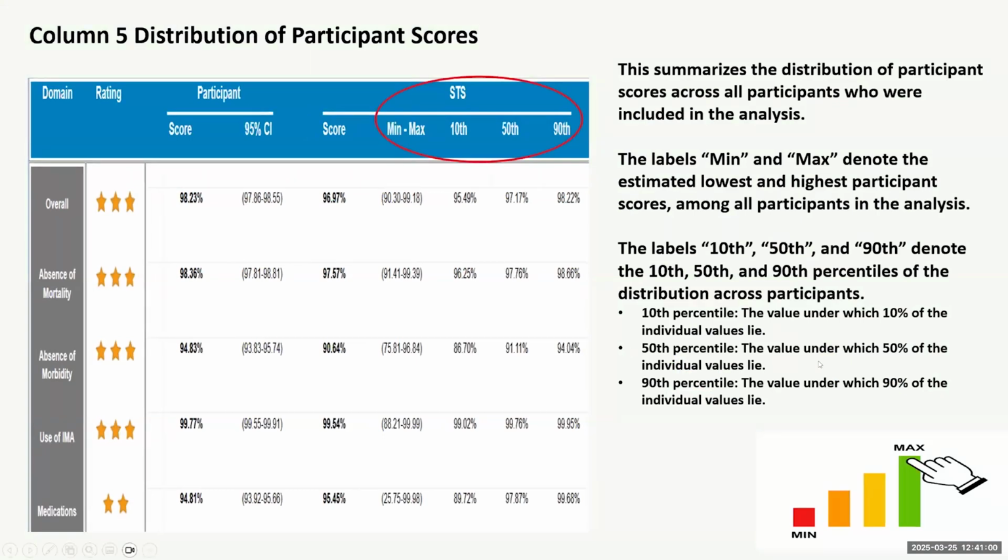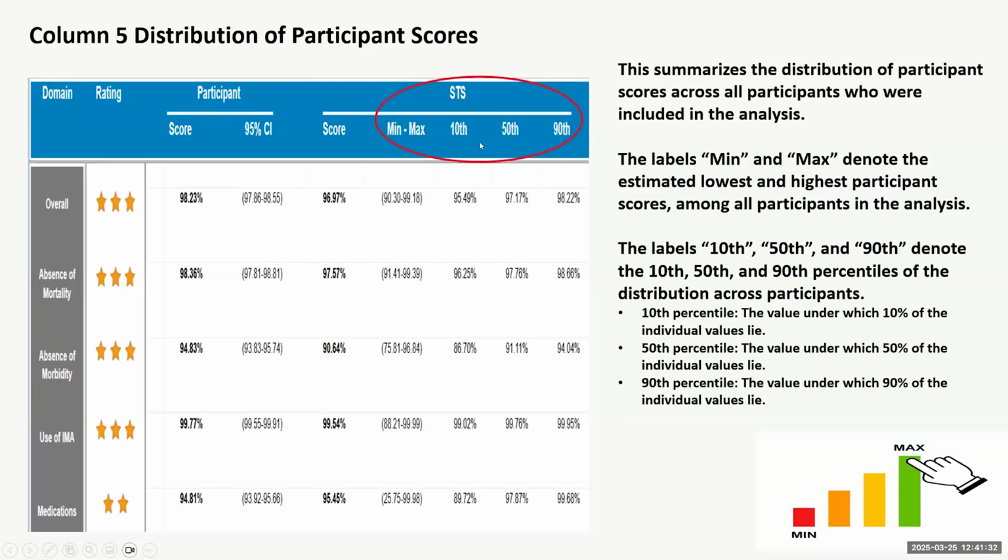Column 5 is the distribution of the scores. So we've got some labels here. The min, max denote the estimated lowest and highest participant scores among all the participants. So when you look at this overall first line here, the minimum score for everybody was 90.3 and the max was 99.18. So you can see the ranges of everybody in the analysis.